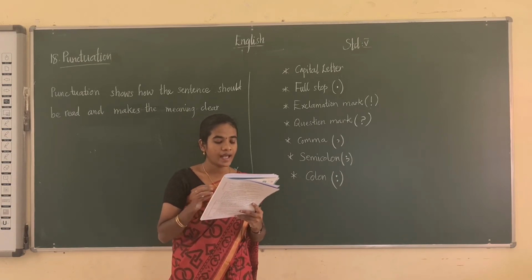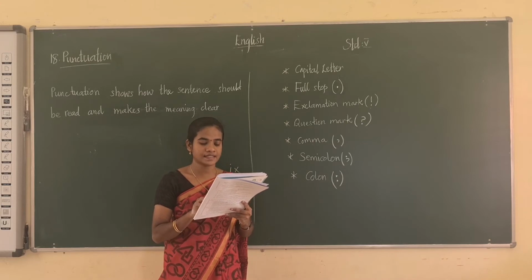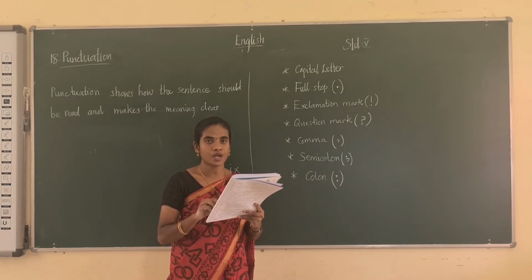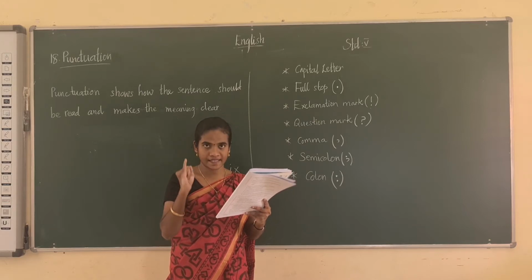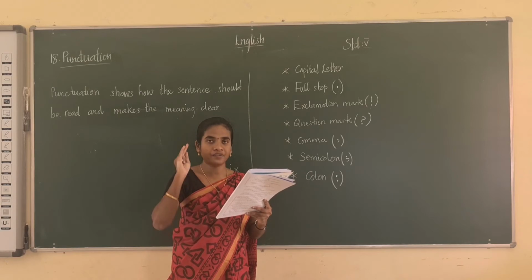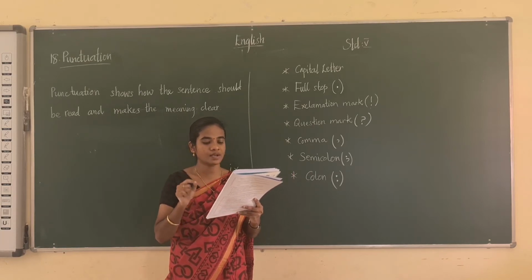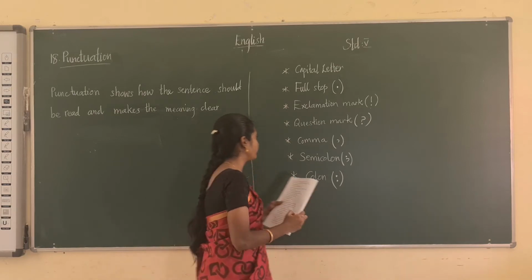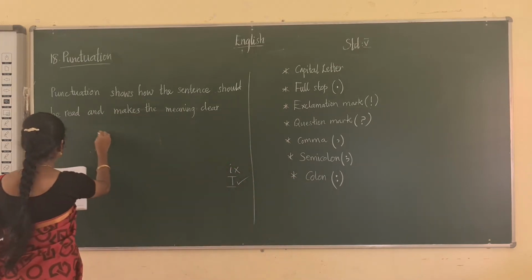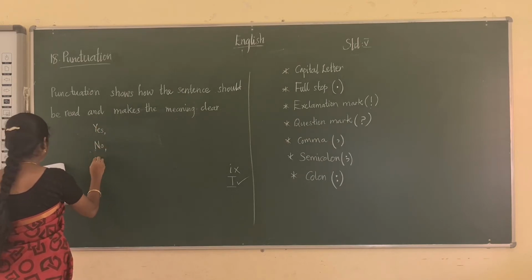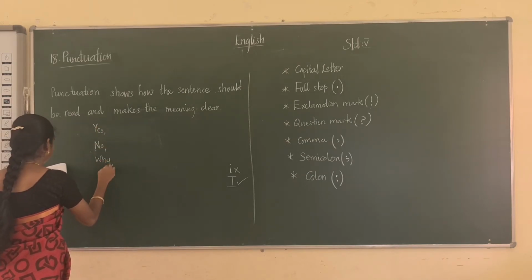See the next one. After words that introduce a sentence, like yes, no, why, oh. After these words you have to put a comma. What are the words? After yes, after no, after why and after oh. So after these words you have to put the comma. See for example, after yes, after no, after why and after oh.